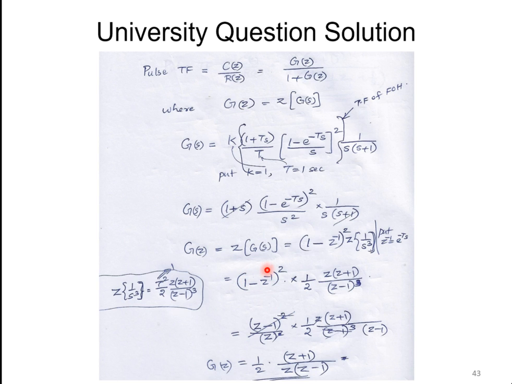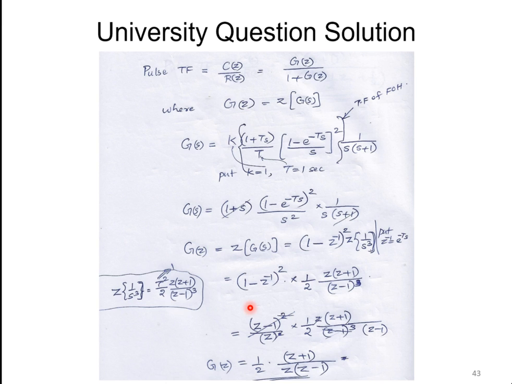So (z minus 1)/z the whole square will be (z minus 1) the whole square by z square, into 1 by 2 into (z plus 1) by (z minus 1) the whole cube. So this (z minus 1) the whole cube and (z minus 1) the whole square will get cancelled. You will end up with the denominator as z minus 1 and the numerator as z plus 1. Also, half is there, half you can take it out. And here also z and z square get cancelled, remaining in the denominator will be z. So (z plus 1) by z into (z minus 1). So this is your G(z).